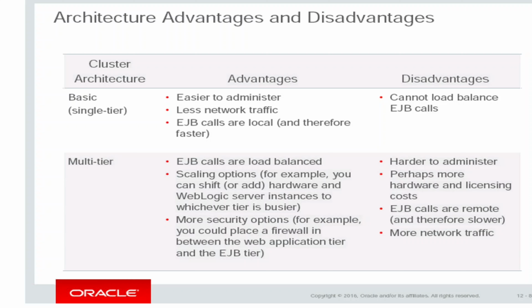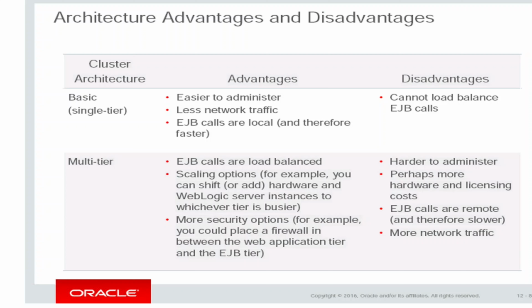Okay, so here we'll discuss the architecture advantages and disadvantages. The basic, or single-tier, architecture is easier to administer, as we have seen. There is a single cluster we can create for both the web application and the EJB application, and there is less network traffic and EJB calls are local, therefore it is faster.